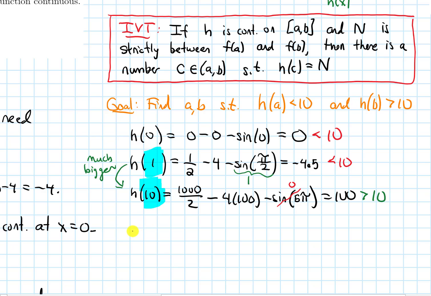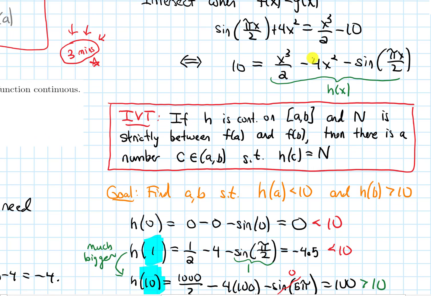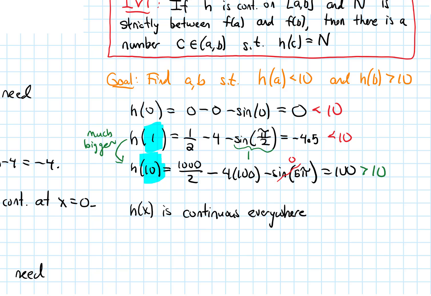But now I state my conclusion, that h of x, my function, is continuous everywhere, because it involves a trig function and a polynomial being subtracted, and polynomials and trig functions, well, sine at least, are continuous everywhere. There's a theorem that says when you subtract two continuous functions, that'll be continuous. So our function h is continuous everywhere. Ooh, let's write that better. So it's continuous on the interval from 1 to 10.